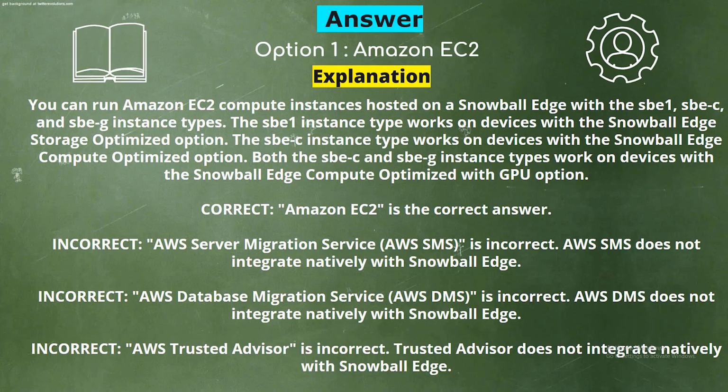Incorrect, AWS Server Migration Service, AWS SMS, is incorrect. AWS SMS does not integrate natively with Snowball Edge. Incorrect, AWS Database Migration Service, AWS DMS, is incorrect. AWS DMS does not integrate natively with Snowball Edge. Incorrect, AWS Trusted Advisor is incorrect. Trusted Advisor does not integrate natively with Snowball Edge.